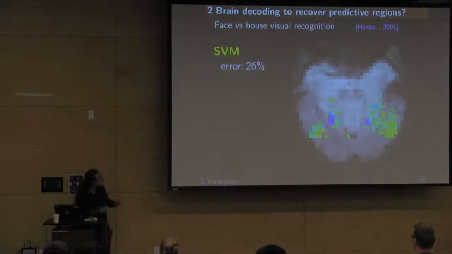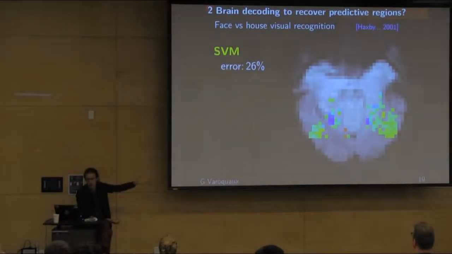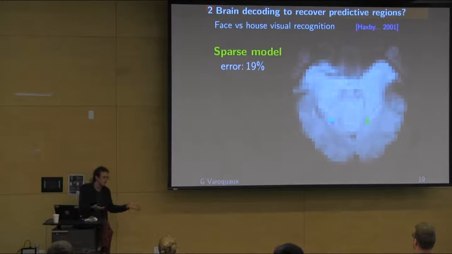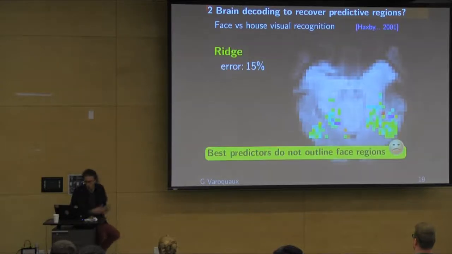So we can apply this, say, to a prediction of faces versus houses, and we can use the favorite tool in neuroimaging, which is the support vector machine. If we do this, we get an error of 26%, and we get this brain map. We can use a different model, say a sparse model, and then we get an error of 19%, and we get this brain map. Can you see it? Here we've got those dots here and those dots here. Or we can use a ridge, and we get 15%, and we get this brain map.